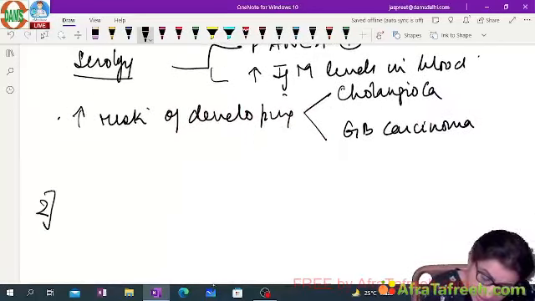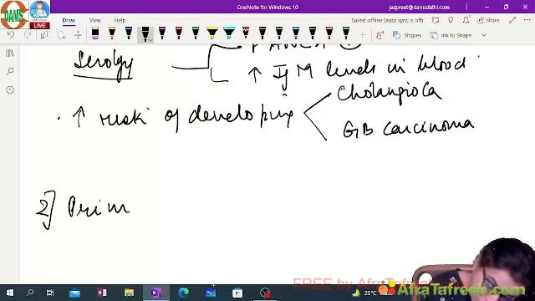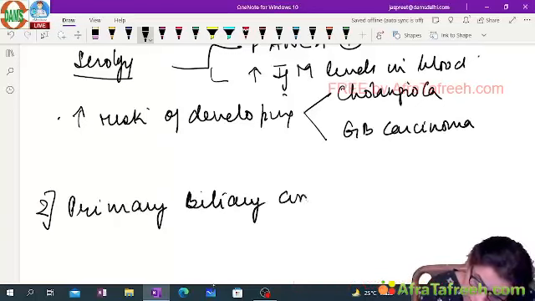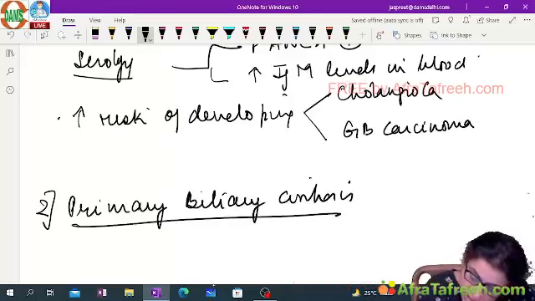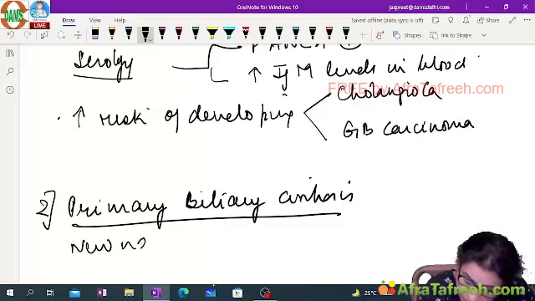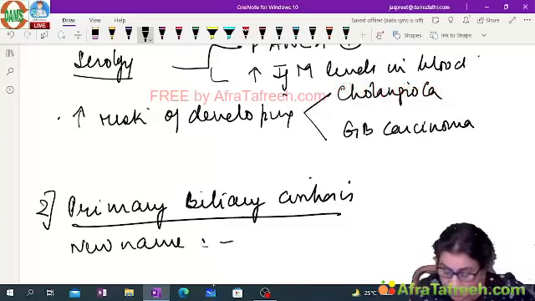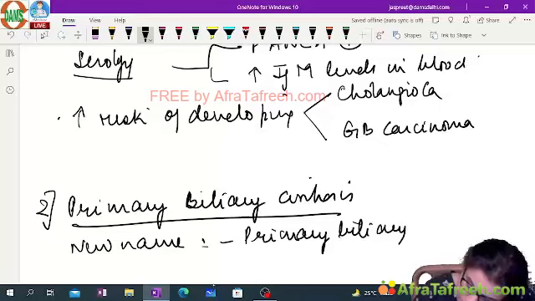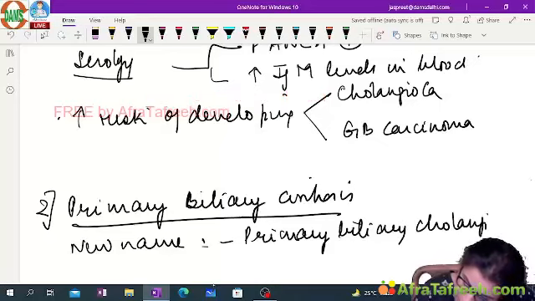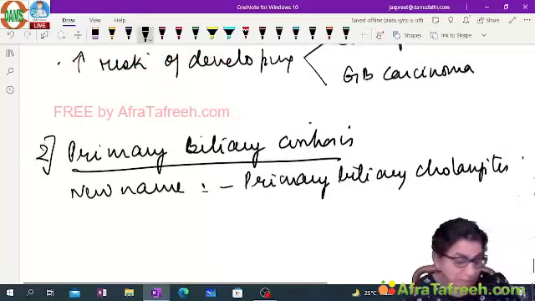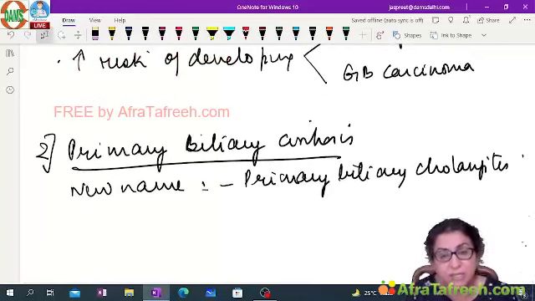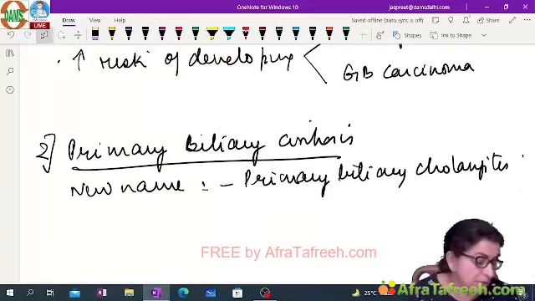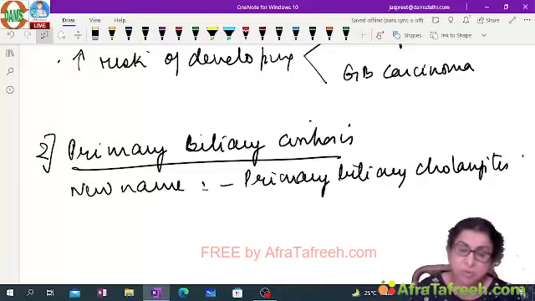Okay, the second entity is primary biliary cirrhosis. Now the new name for primary biliary cirrhosis is primary biliary cholangitis. Now what is this primary biliary cirrhosis? Number one, it's an autoimmune disease, more common in females.